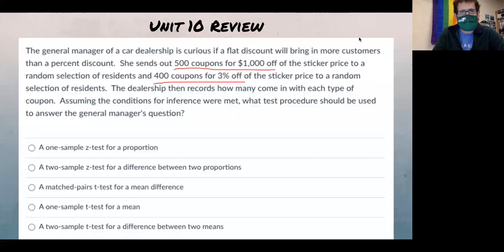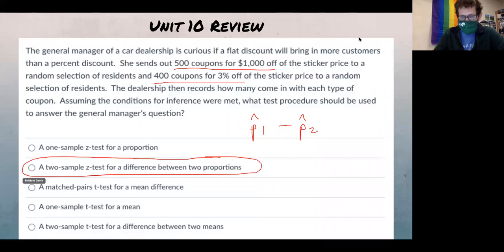The answer to this is how many out of the 500 coupons came in for a flat discount compared to how many out of 400 came in for a 3% off coupon. And we're essentially looking at counts. So when you have a count out of 500 and a count out of 400, that's two proportions. So you're going to end up with p hat sub 1 and p hat sub 2 for the two different types of coupons, and we want to get the difference between those. So this is actually going to be a two-sample z-test for a difference between two proportions.